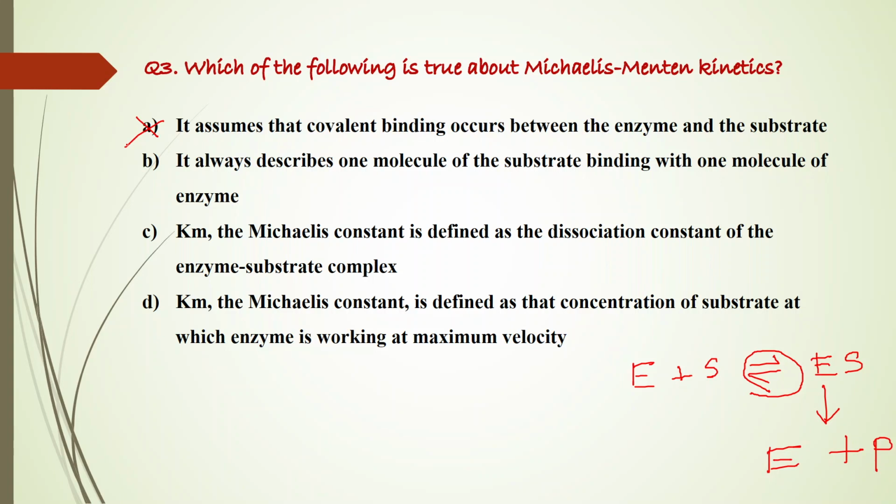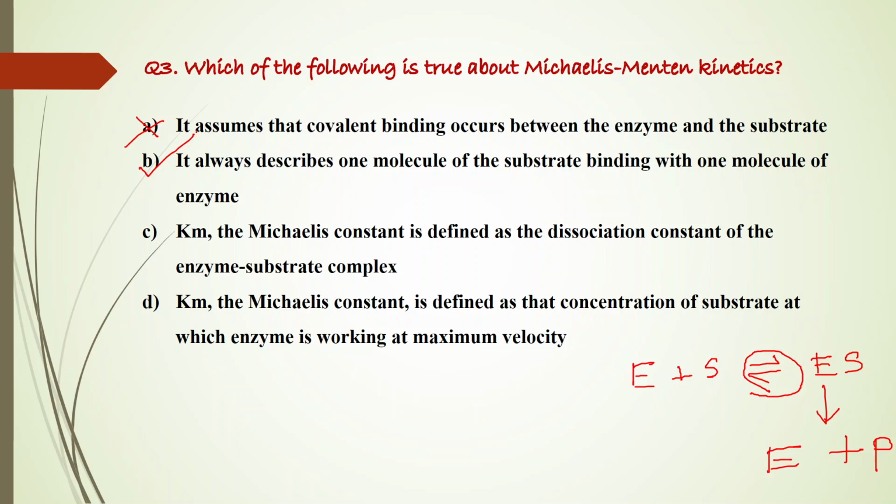You can clearly omit this first option. The second statement says it always describes one molecule of the substrate binding with one molecule of enzyme. If you look at the kinetics equation, during the whole derivation we considered that one enzyme molecule is interacting with one substrate molecule. So the second statement is actually a true statement.